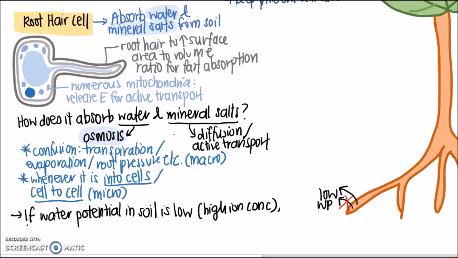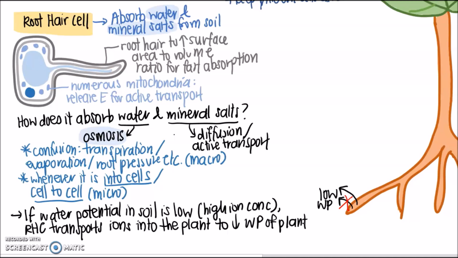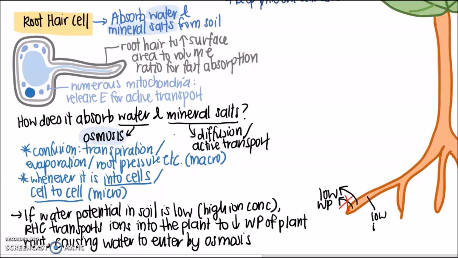Now, how the plant actually prevents this is that the root hair cells will actually transport ions into the plant, and this helps to reduce the water potential of the plant, and the roots can now absorb water through osmosis. So I want my plant to have a low water potential always, even lower than the surroundings, so that water can flow in. So that is how the roots can actually absorb water even if there is a lot of ions outside.